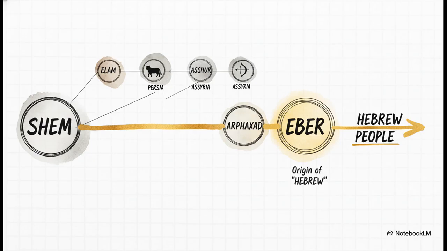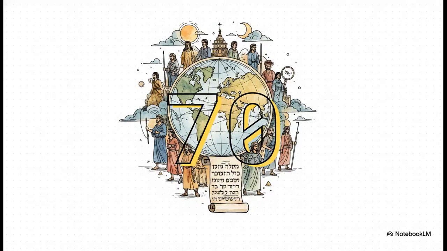See, it's from Eber that we get the word Hebrew. This isn't just a boring list of names. The author is drawing a straight line right to the people who are about to become the main characters of the whole story. Now, here's something really cool. If you actually count up all the names, all the descendants in this chapter, you get to the number 70.